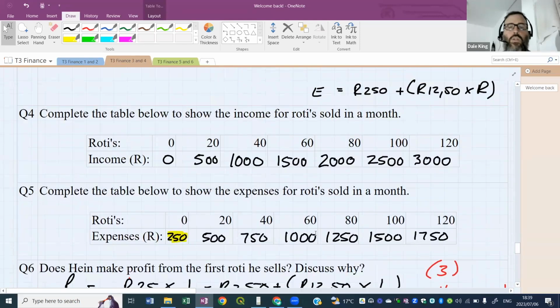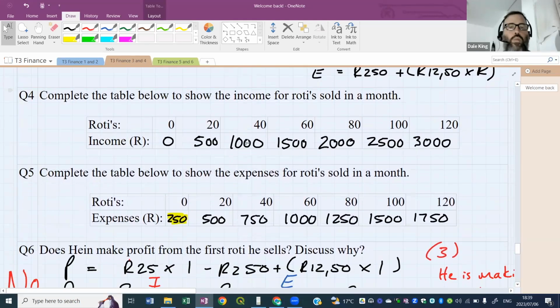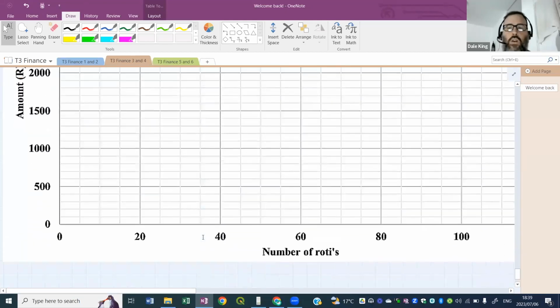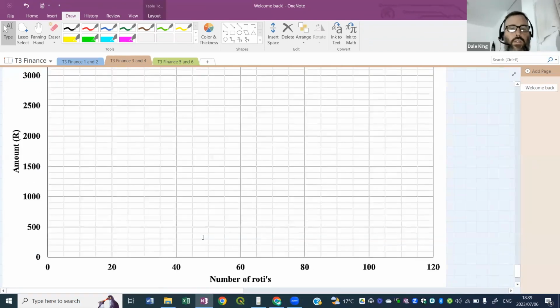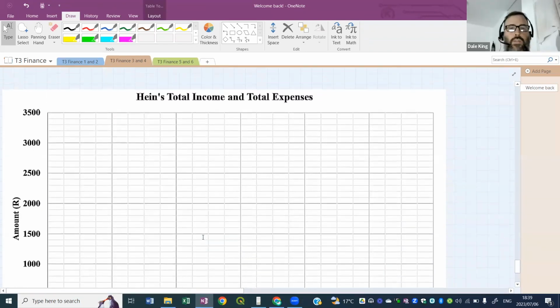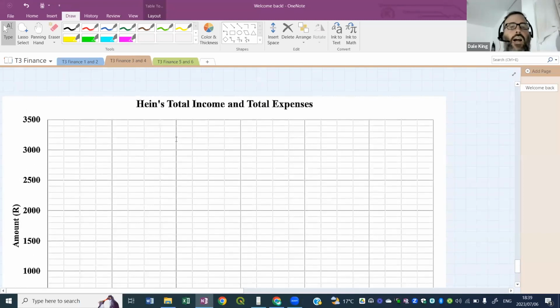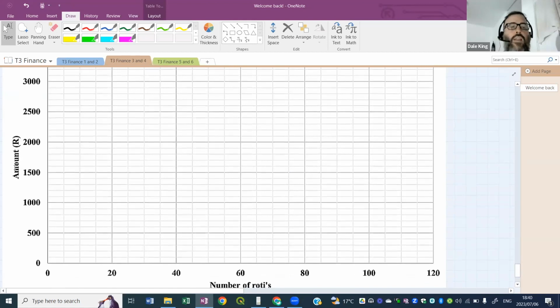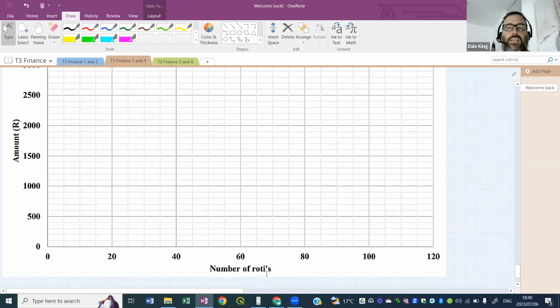Now, we've got two sets of points to plot here. We've got the income table, which is there, and we've got the expenses table, which is underneath it. We're going to plot those points, okay? So here is my graph. Okay, I'll zoom out a little bit. This is the graph. I've even got a heading. I'm getting marks for that. Han's total income and total expenses, okay? My y-axis is in rands. It's got a heading. And my x-axis is the number of rotis, and it matches the table: 0, 20, 40, 60, 80, 100, 120. So that really helps a lot when it matches the table.